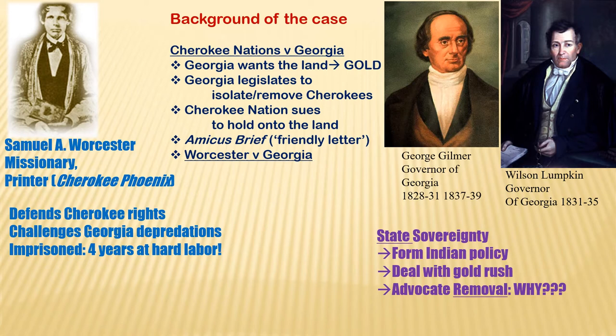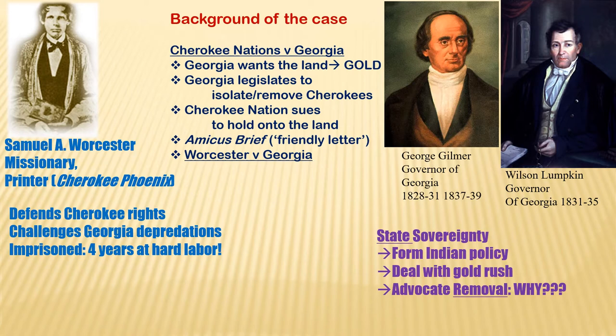Samuel Worcester can, as a citizen of the United States, he was from Connecticut, I believe, sue Georgia over this law. You know, he had evidently broken the law, and they threw him in jail for it, but he's saying, look, the underlying law is unconstitutional, which it was. He had a case. So the whole thing goes back up to the Supreme Court as Worcester v. Georgia. The background of these two cases is identical. The background of Cherokee Nation is identical to Worcester versus Georgia. So the case is identical.